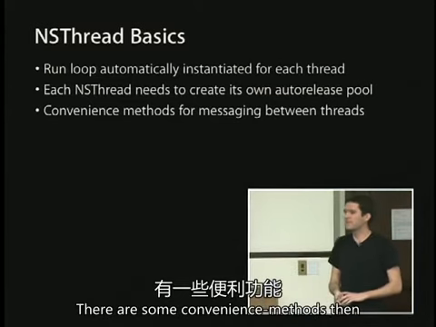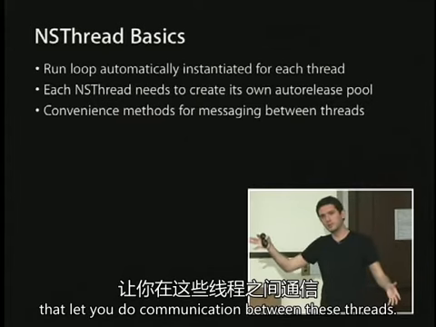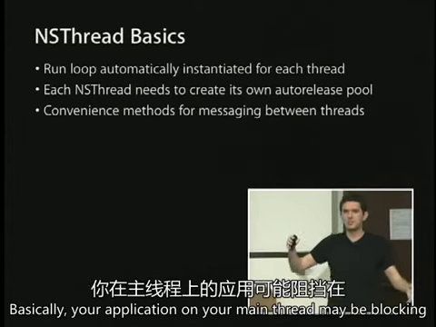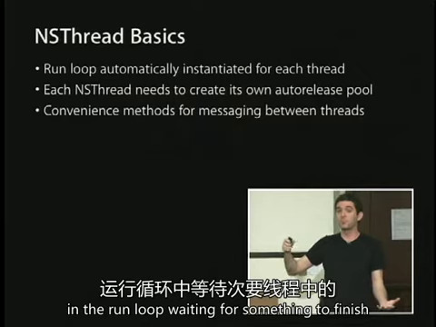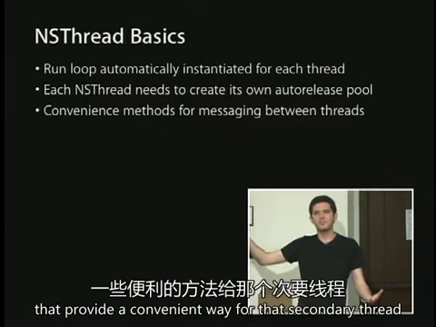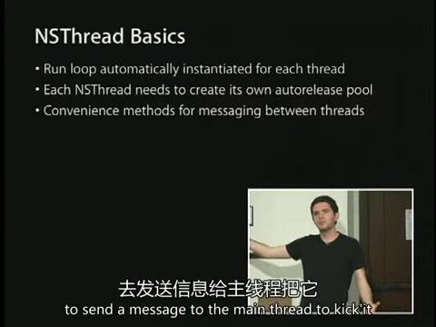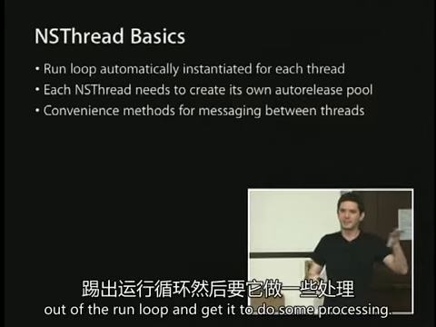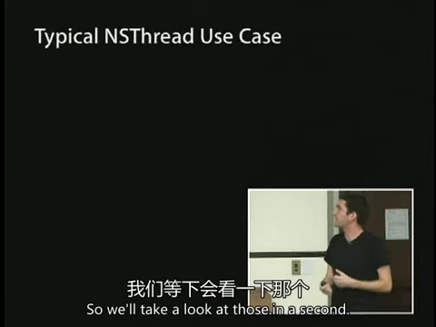There are some convenience methods then that let you do communication between these threads. Basically, your application on your main thread may be blocking in the run loop, waiting for something to finish on your secondary thread. So there are some methods that provide a convenient way for that secondary thread to send a message to the main thread to kick it out of the run loop and get it to do some processing. So we'll take a look at those in a second.